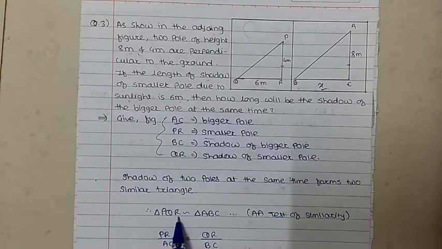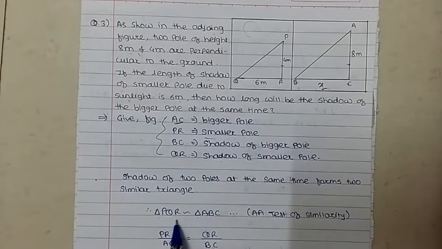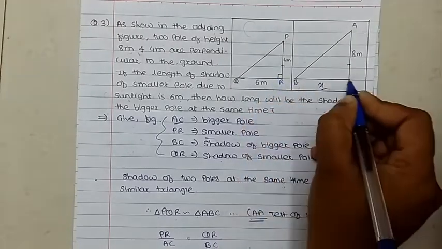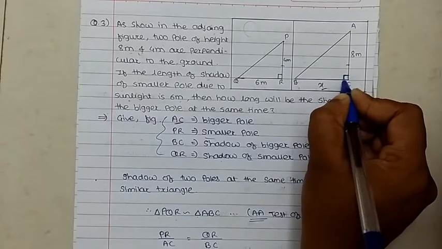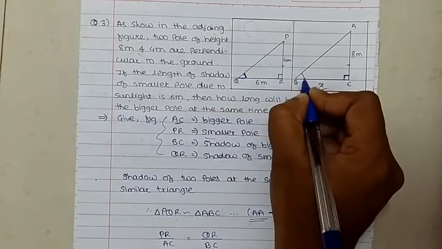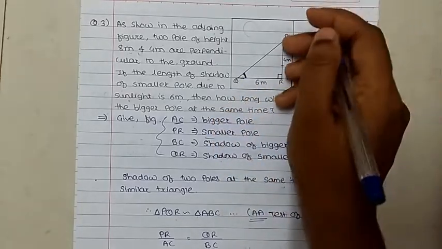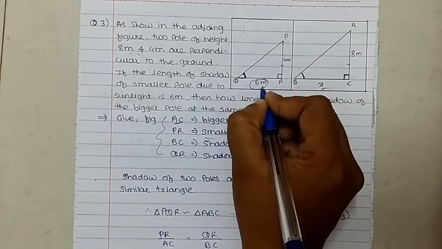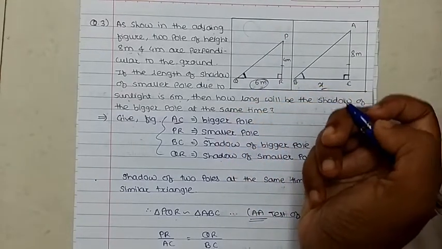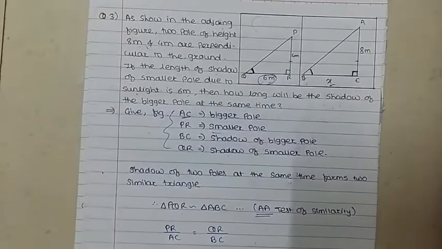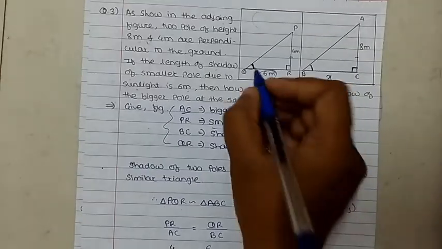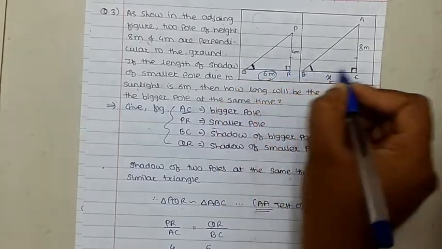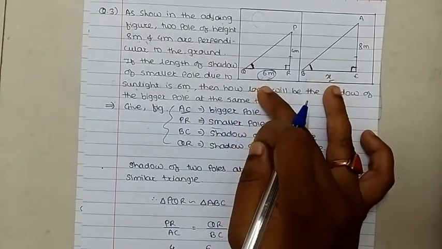Triangle PQR and triangle ABC are similar by using the angle property. This is perpendicular, therefore one angle is formed here, and we know that this one and this one. Why? Because the shadow comes in this direction, and we know the 6 meter of the smaller pole, the shadow is given in your question. So we know this angle, and also we know this one angle. Therefore, by using the angle property, we can show that these two triangles are similar triangles.